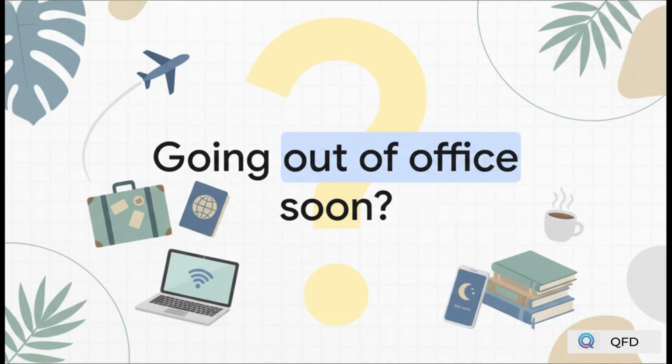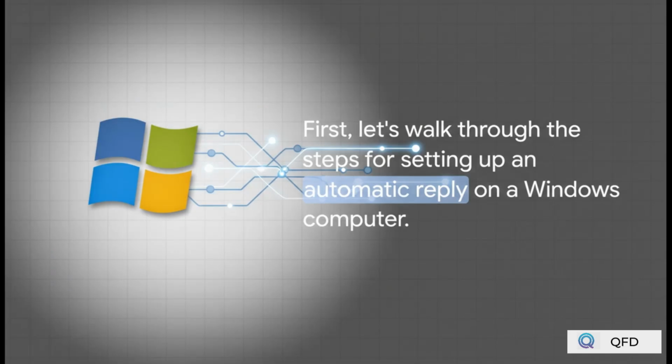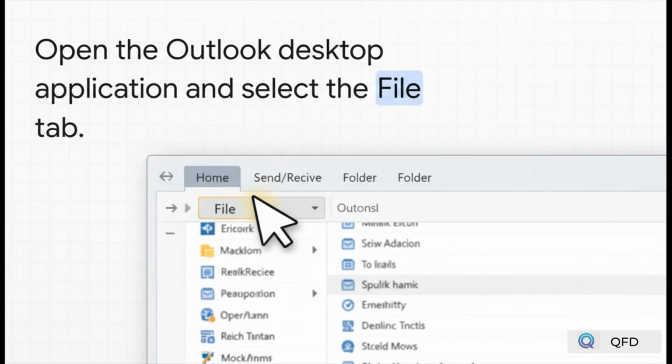Heading out of the office soon, maybe taking a day off. Let's get this sorted out. We're going to do this right in the Outlook desktop app, and it's super easy. First up, let's walk through the steps for all you Windows users out there. Okay, so first, just open up Outlook, and then you're going to select the File tab.